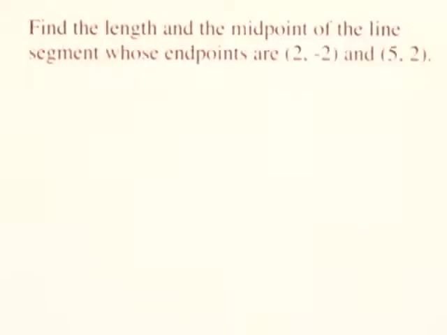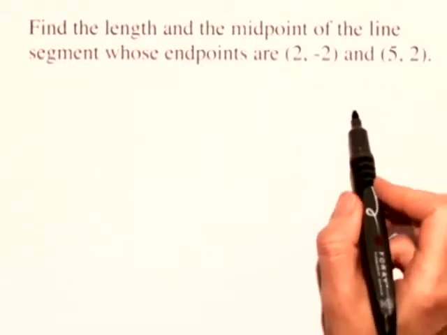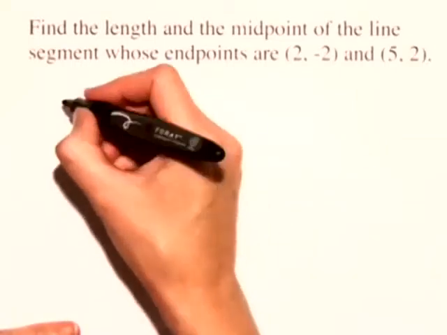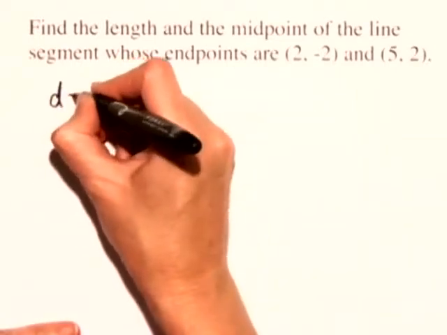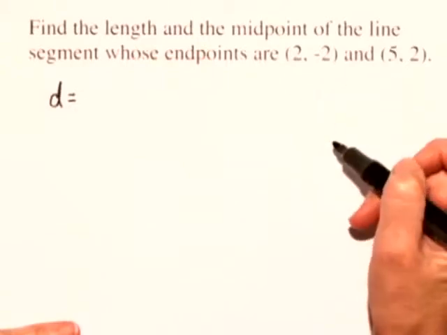In this problem, we're asked to use the distance formula and the midpoint formula. We want to find the length and the midpoint of the line segment whose endpoints are (2, -2) and (5, 2). So let's just first write down the distance formula. The distance formula will give us the distance between these 2 points, and that will be the length.